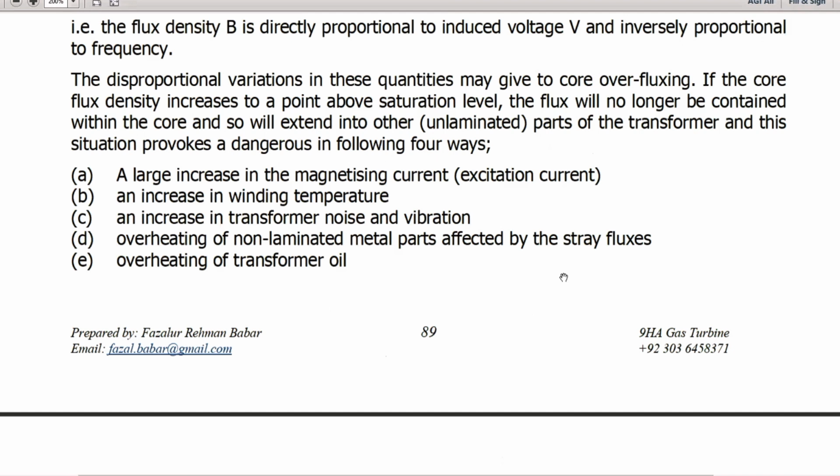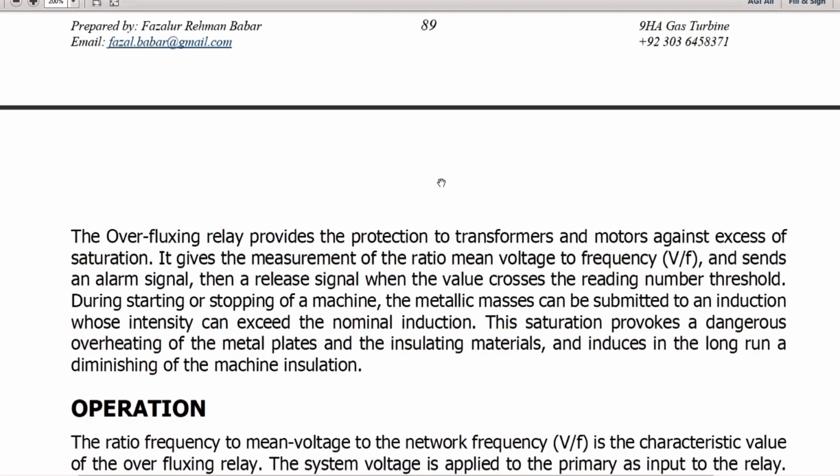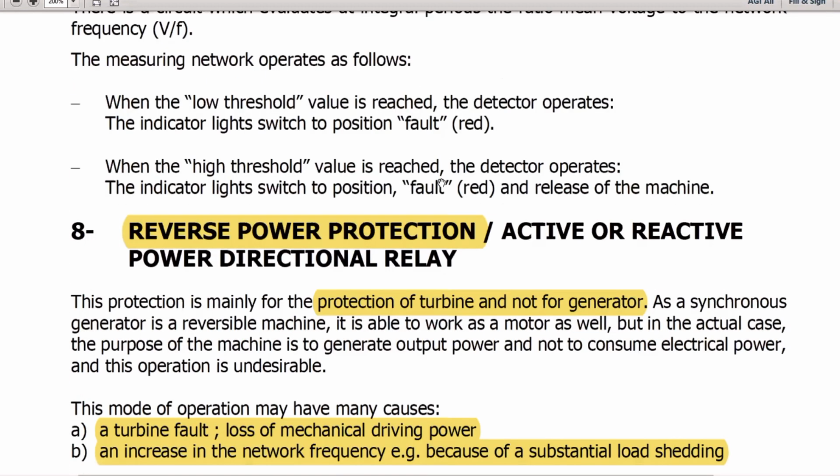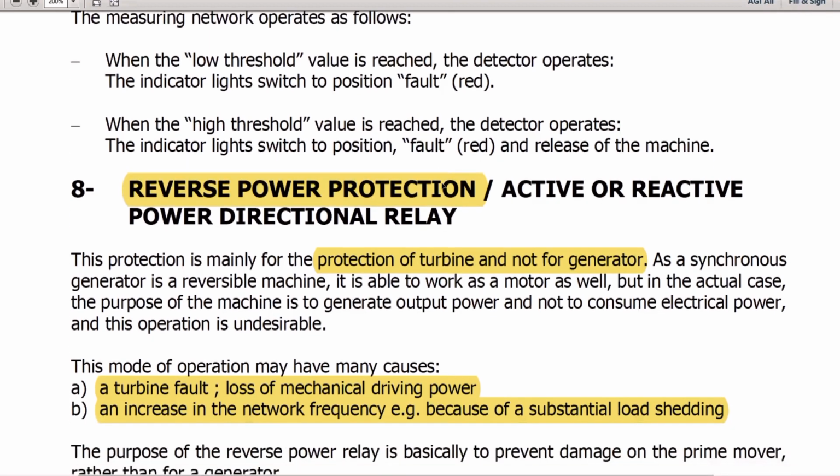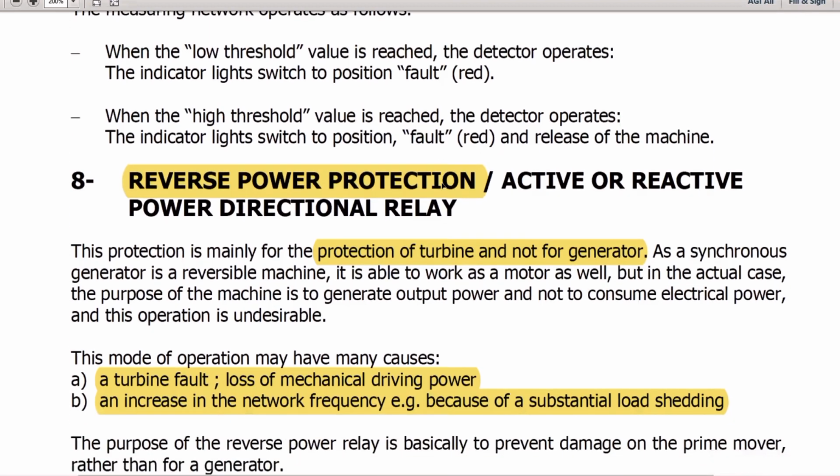So it may also happen due to a large increase in magnetizing current, meaning excitation current is increased. So due to that reason, the overfluxing will occur, or by a decrease in frequency. So similarly, the reverse power. Reverse power protection is actually not for the generator, it is for the turbine. But it is occurring on the generator always. But why is it not for the generator?